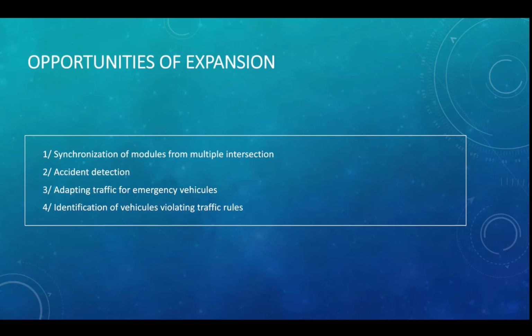To sum up, the results speak for themselves. The system can drastically reduce traffic jams and thus reduce fuel consumption, air pollution, extra delays, and so on. This simple setup can easily be adapted to CCTV cameras at low cost compared to other systems. Its use can even be extended with multiple functionalities such as synchronization of algorithms between multiple intersections in order to get even better performances, accident detection, adapting traffic for emergency vehicles, or even identification of vehicles violating traffic rules.